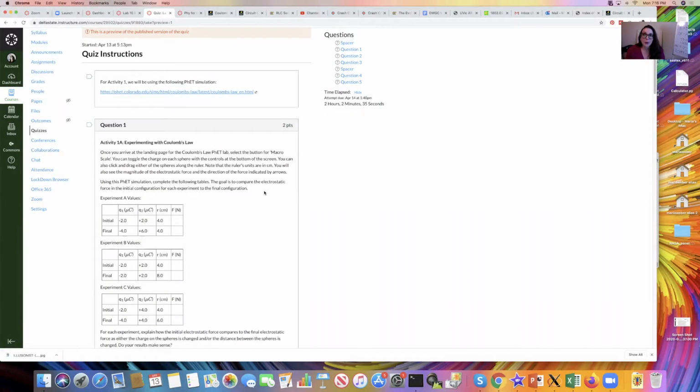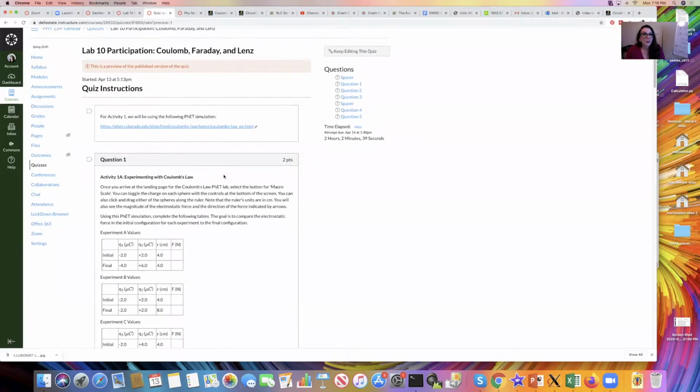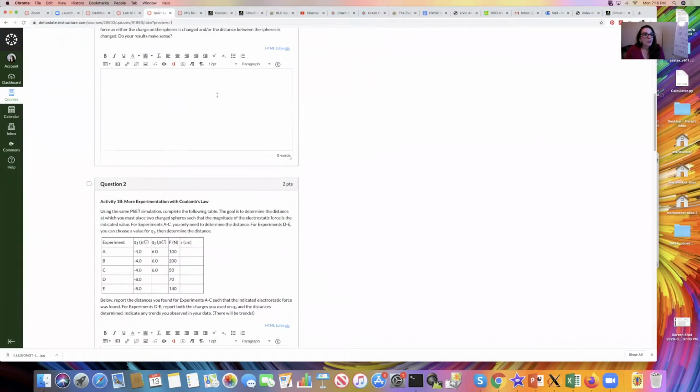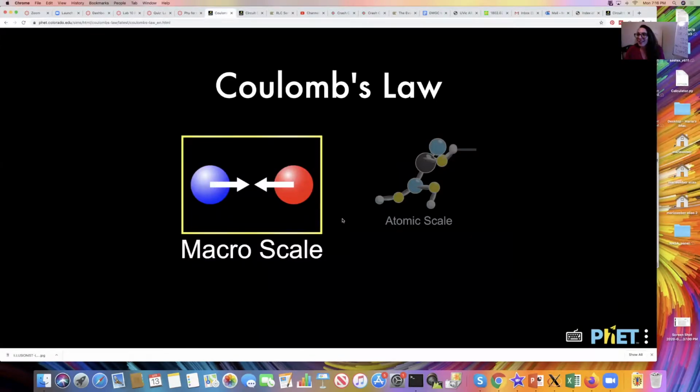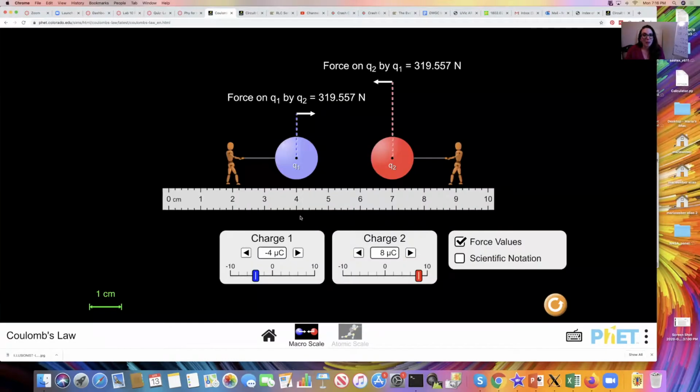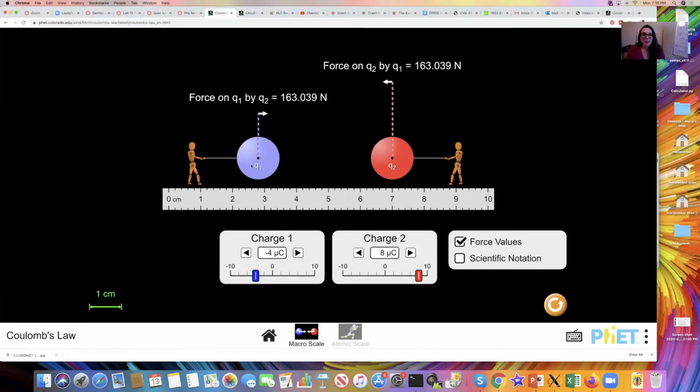I want to walk through one of these questions for you in your lab participation for our Coulomb, Faraday, and Lenz's Law lab. Questions 1 and 2, you will be using this cool PhET experiment on the macro scale. I think it's fairly straightforward. You can input the charge quantity on each of our little charged spheres here.